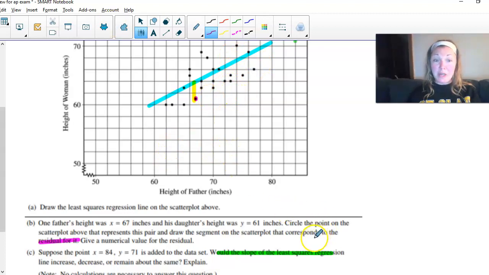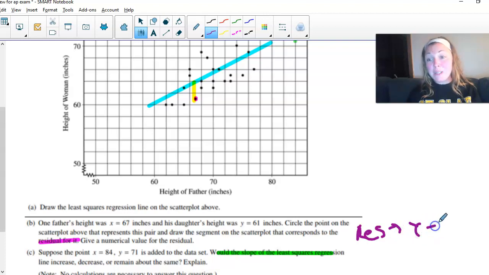And then part B, it's starting to talk about a residual, okay? And it gives us, I put it in purple, that plot there, 67, 61. It says circle the point, so I should have circled it, okay? That represents, and then draw a segment on the scatter plot that corresponds to the residual. A residual, what is a residual, okay? A residual is equal to your observed y, so y, minus your predicted y hat.